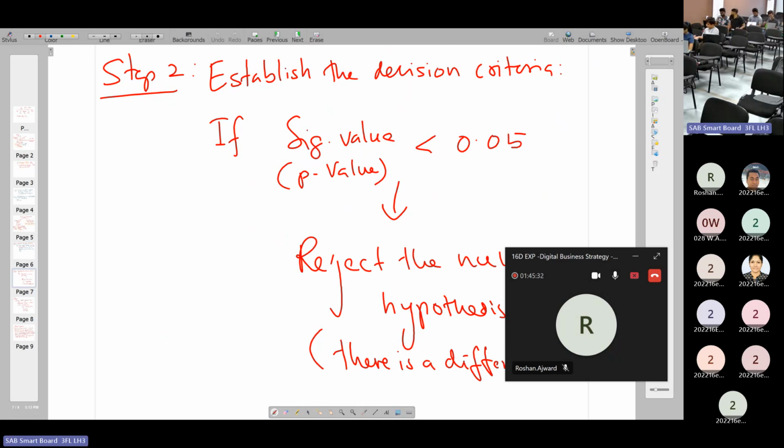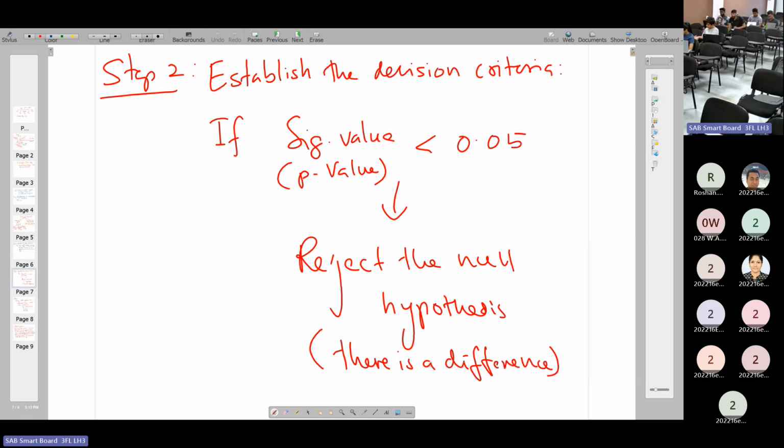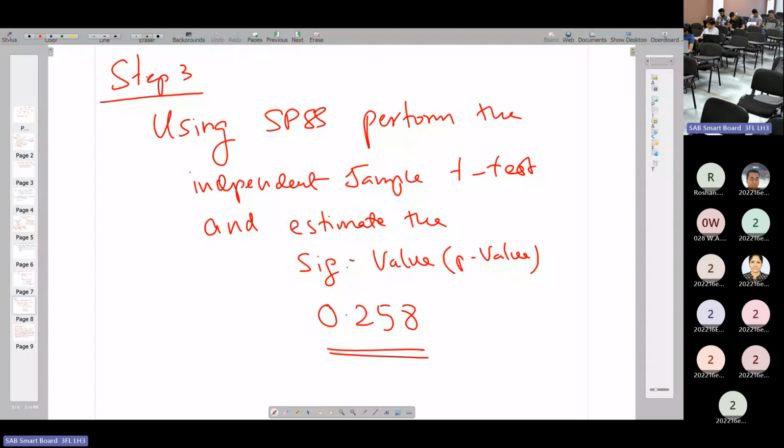So establish decision criteria. Same decision criteria. What's the decision criteria? If the sig value is less than 0.05, reject the null. That's it. Then step number 3. Using SPSS, perform not the independent sample test, but the one-way ANOVA.